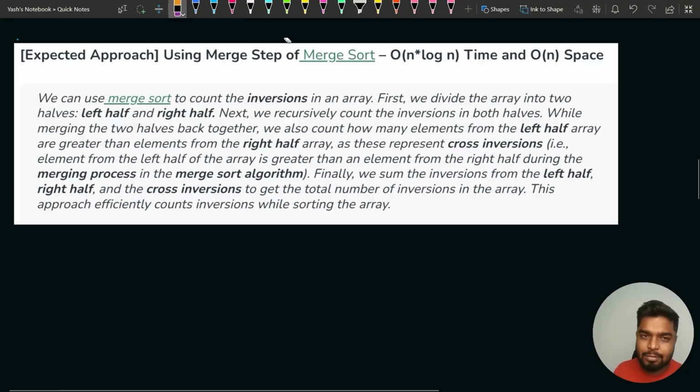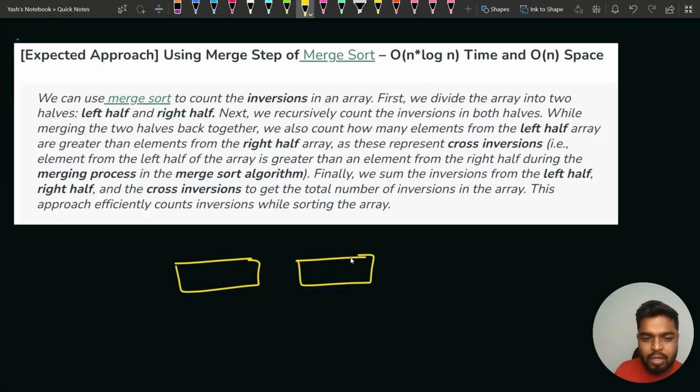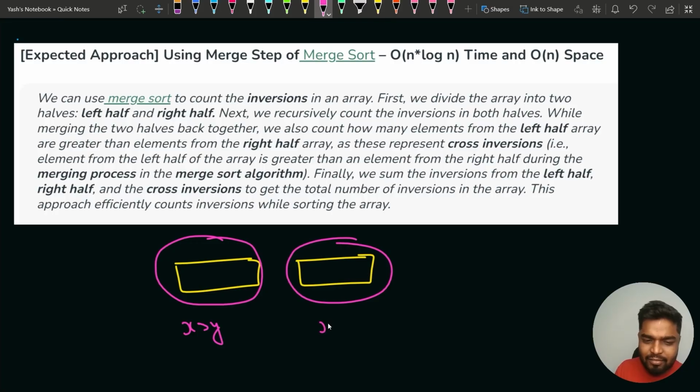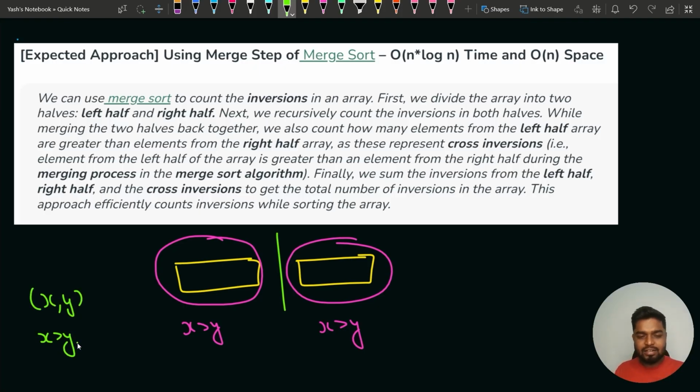Because there will be three types of inversions here. Once you have divided the array into two halves, some inversions will lie in the left array, where a particular element x is greater than y. Some inversions would be there in the right array, where x is greater than y. Understand one thing: if there is a particular inversion pair, say x comma y, where x is greater than y, there can be three possible scenarios. Both x and y lie in the left half, both x and y lie in the right half, or x lies in the left half and y lies in the right half.